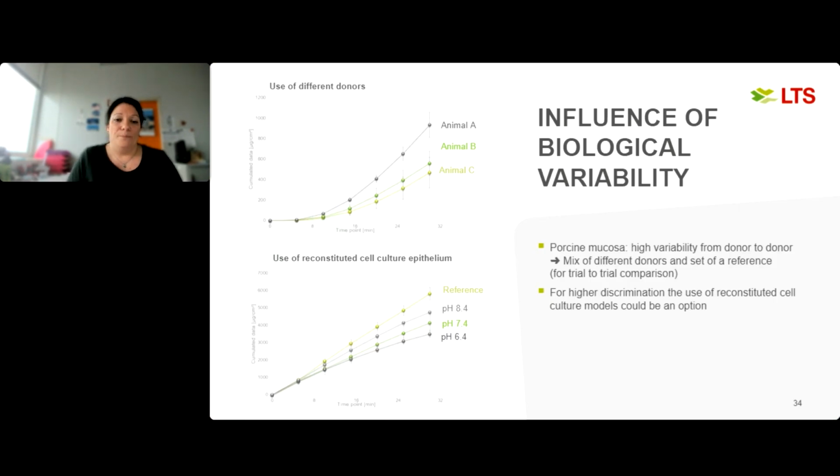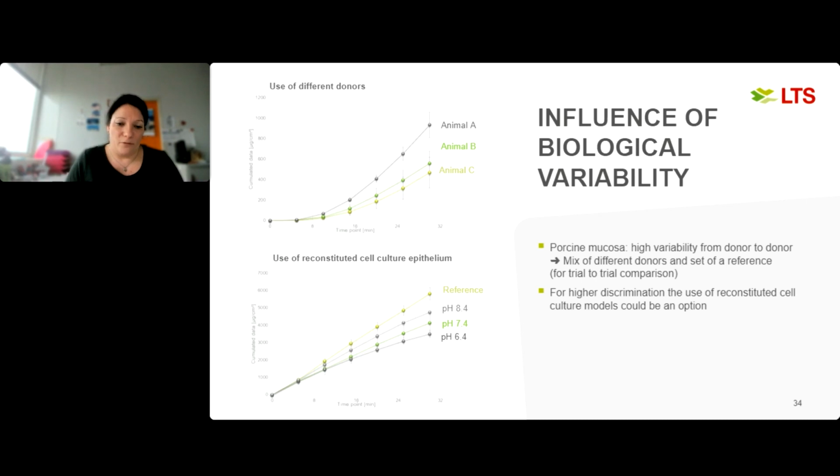I mentioned before that we use mucosal tissue from pigs. We don't have the possibility to use mucosal tissue from Göttingen minipigs because the tissue region is too small for our experimental trials. So we use the mucosal tissue from domestic pigs, and it's the same as we saw for the human skin. We have a very high variability from donor to donor. What we normally do is mix different donors, increase the number of replicates, and set a reference. In this case, it's very easy to set a reference because we normally use a dedicated API concentration, which is dissolved in saliva or in artificial saliva.